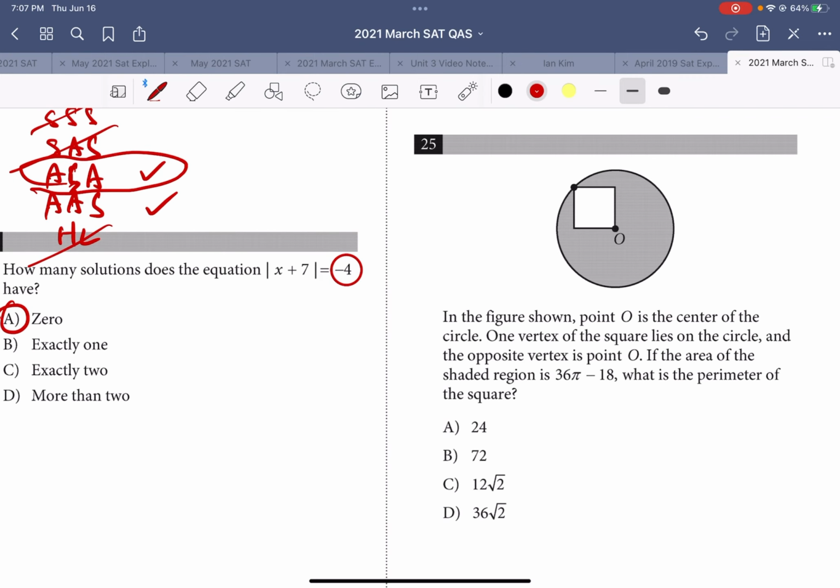25. In the figure shown, point O is the center of the circle and a vertex of the square lies on the circle. The opposite vertex is on the center O. The area of the shaded region is 36 pi minus 18. So if you connect it, the area of the circle minus the area of the square is the area of the shaded region. So this one is pi r squared, so that means r is 6.